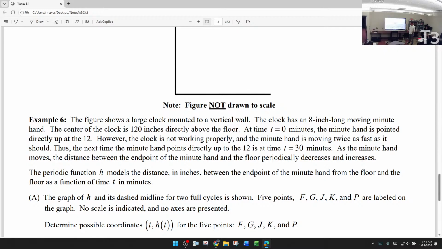At time 0, the minute hand is pointed directly up at the 12 o'clock. At 0, it's straight up. That helps me at least make sense. However, the clock is not working properly, and the minute hand is moving twice as fast as it should. Thus, the next time the minute hand points directly up at 12 is time t equal to 30 instead of 60.